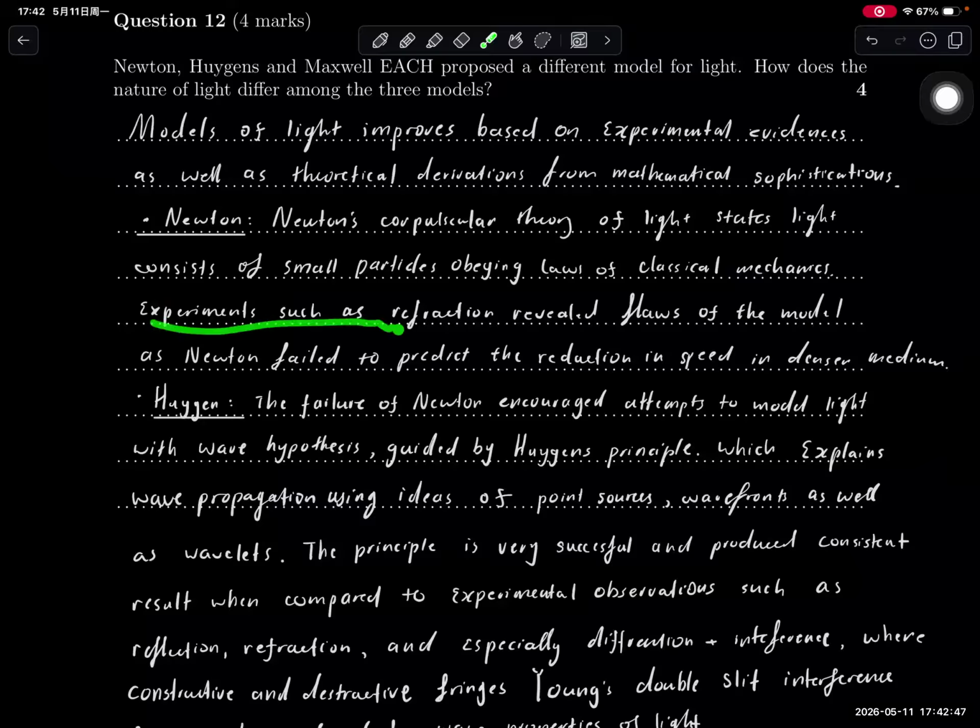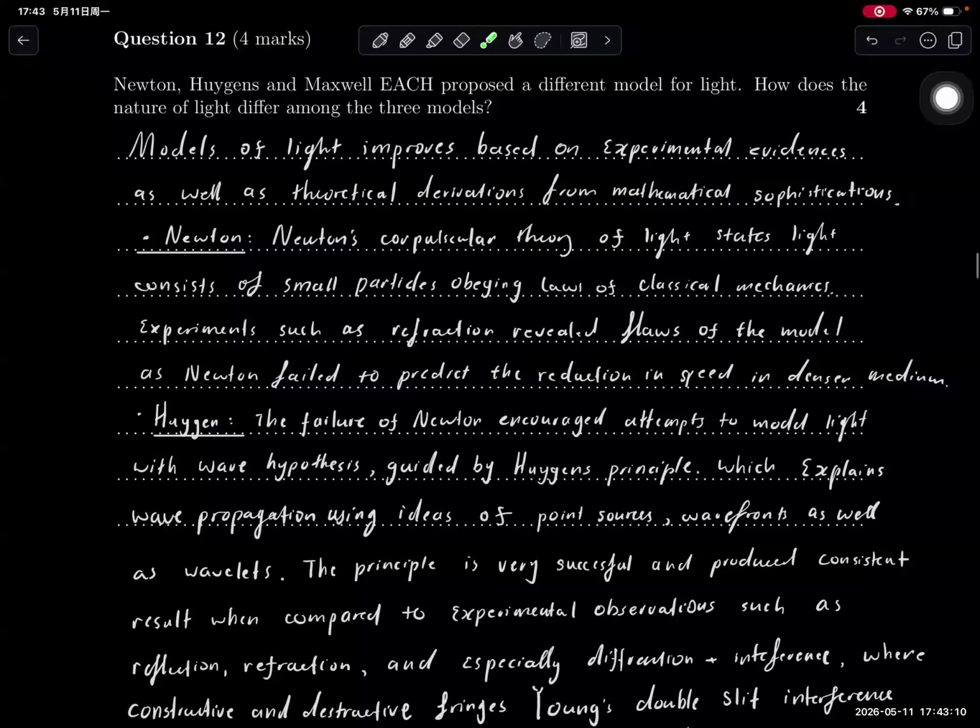So experiments such as refraction revealed flaws of the model. It was just a one-line sentence justification of where things go wrong. I didn't really go into detail about what this flaw was exactly, as I was not particularly asked that in this question. I'm only supposed to outline and then mention what's different in the different models. You know what I mean?